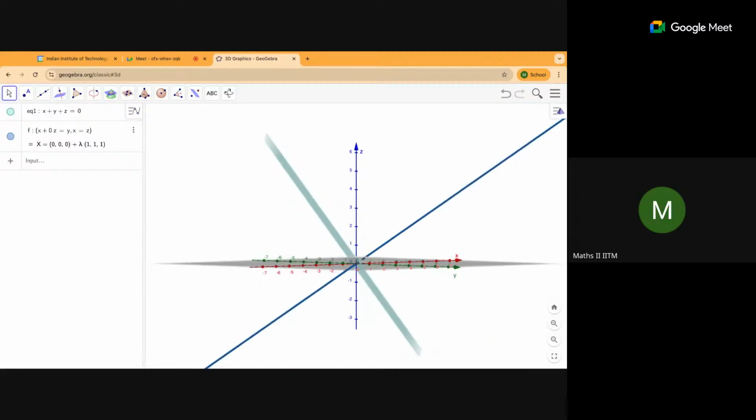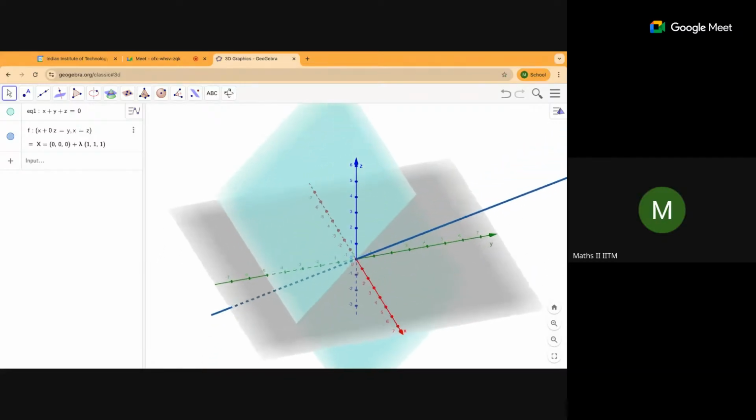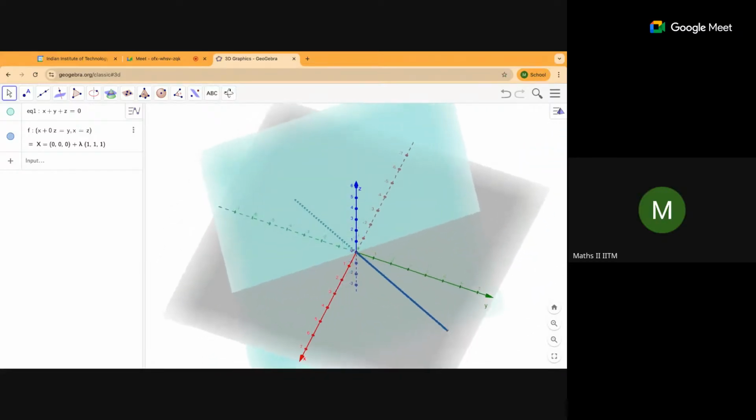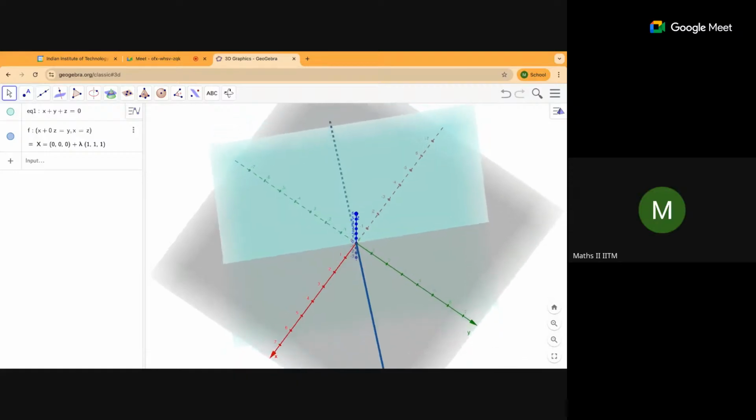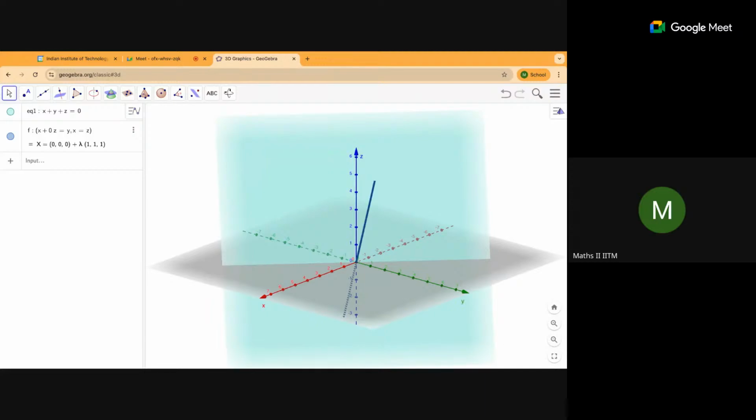Can you see that? If I take the cross section, this is the plane, and this is the span of (1, 1, 1). Can you see that they are orthogonal? Yes, ma'am. The plane and the line, so you can see the perpendicularity, right? It is going straight, perpendicularly. Okay, fine, you understand, right? All right.